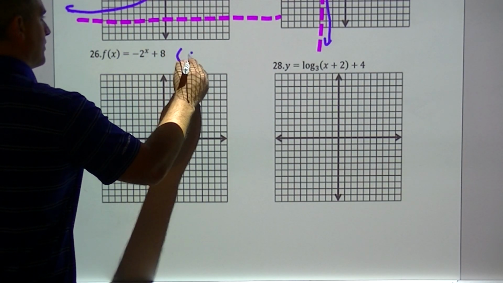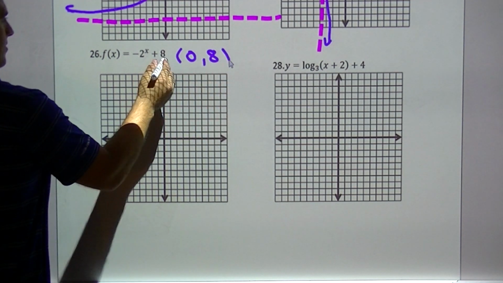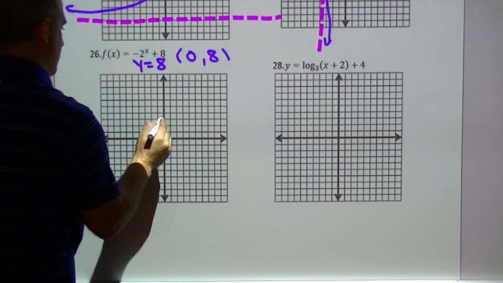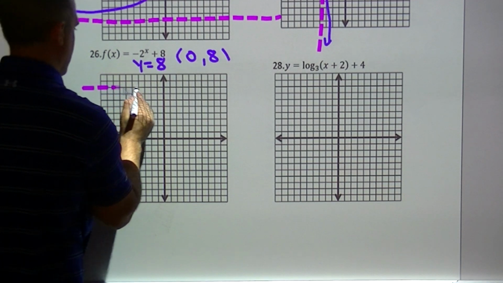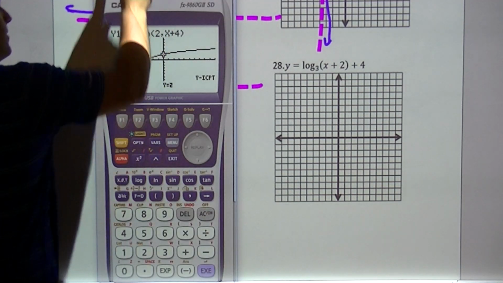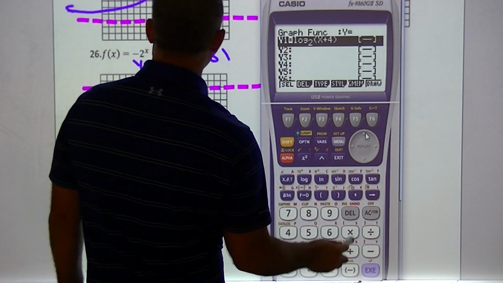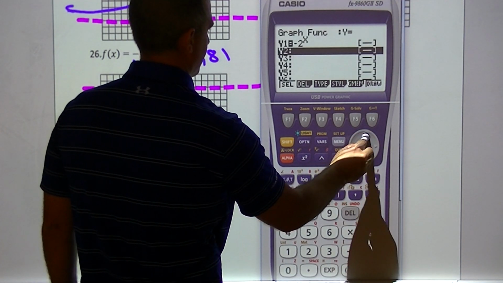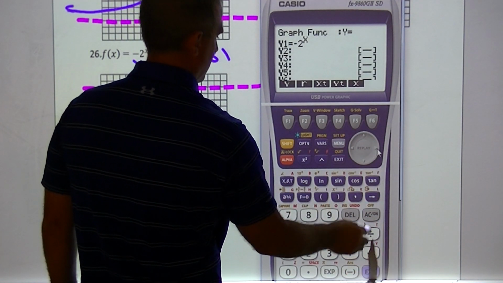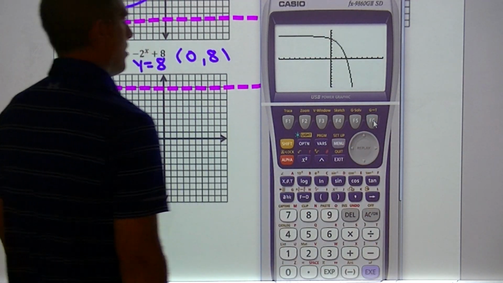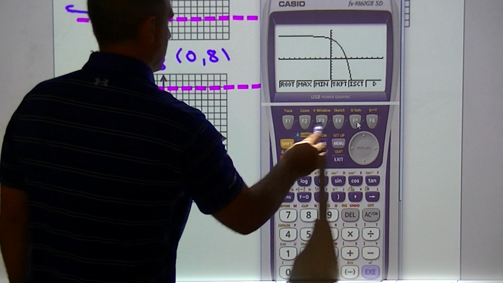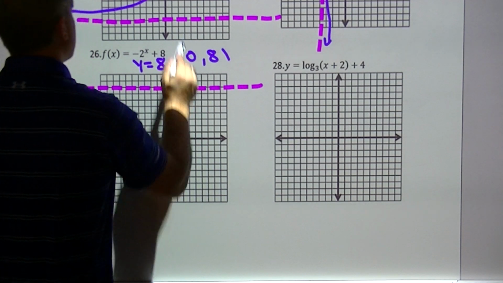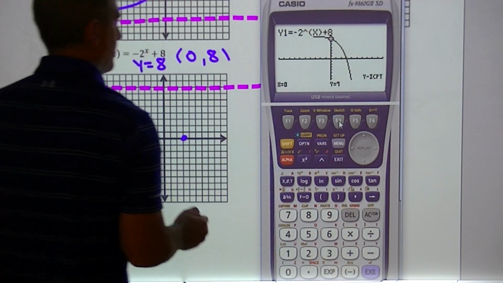Here, my anchor point would be 0, 8. Okay? So my asymptote would be y equals 8. 1, 2, 3, 4, 5, 6, 7, 8. Then what I'm going to do is go in and graph that. So if I draw it, that's what my shape looks like. G solve root, 3, 0. Alright, G solve y-intercept, 0, 7.